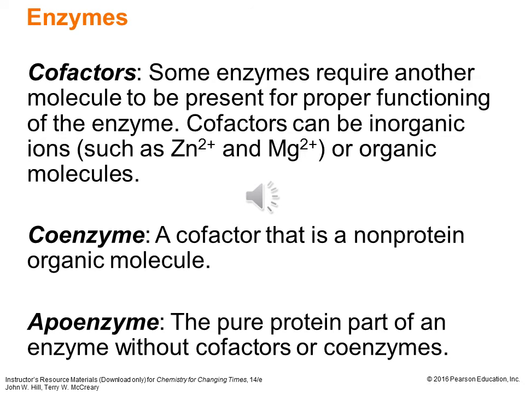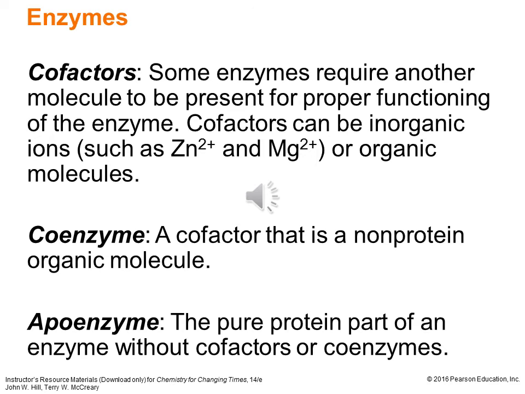Sometimes enzymes require another molecule in order to function correctly. Cofactors are these substances that can be either inorganic ions, like zinc ions, zinc finger domains, for instance, you might hear oftentimes, or magnesium ions for things like chlorophyll, or even just small organic molecules that need to be present for the enzyme to function. Oftentimes even vitamins may be cofactors for certain enzyme function.